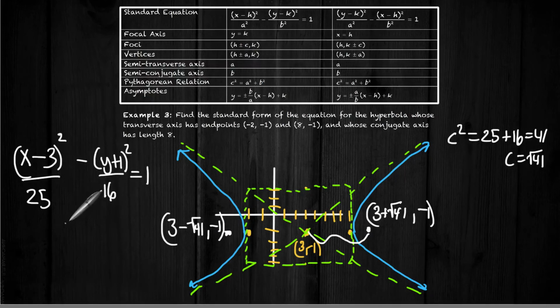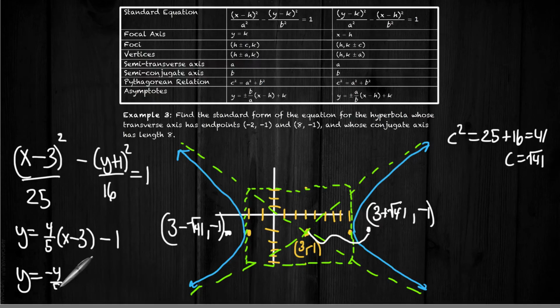And now we have to get our asymptotes. And this is where we need to use this equation right here. And h and k is the center. So the slope is going to be rise over run, so up 4 over 5. So y equals 4/5, and then it's going to be x minus the center, 3, and then plus k, so it's going to be minus 1. All right, and that is the first asymptote. The second asymptote will be negative 4/5 x minus 3 minus 1. So those are the asymptotes.